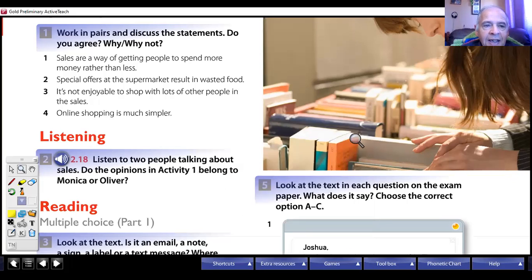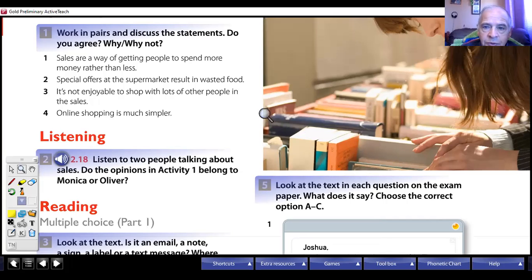Okay, as you can see, it's the man, the one who goes to the supermarket. So he buys a lot of food that can be wasted food in the end. The rest is for the woman because she likes going to sales, but the man says that in the end you end up buying more that is not necessary. Also, he says that it's not fun to go to shops where there are lots of people. He says that online shopping is much simpler.